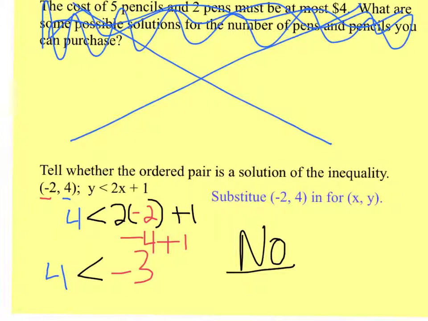That's what you're going to be asked to do. You're going to be asked to take a value, substitute it in, and see if it makes the inequality a true or a false statement. And if it's false, write no, it does not work.